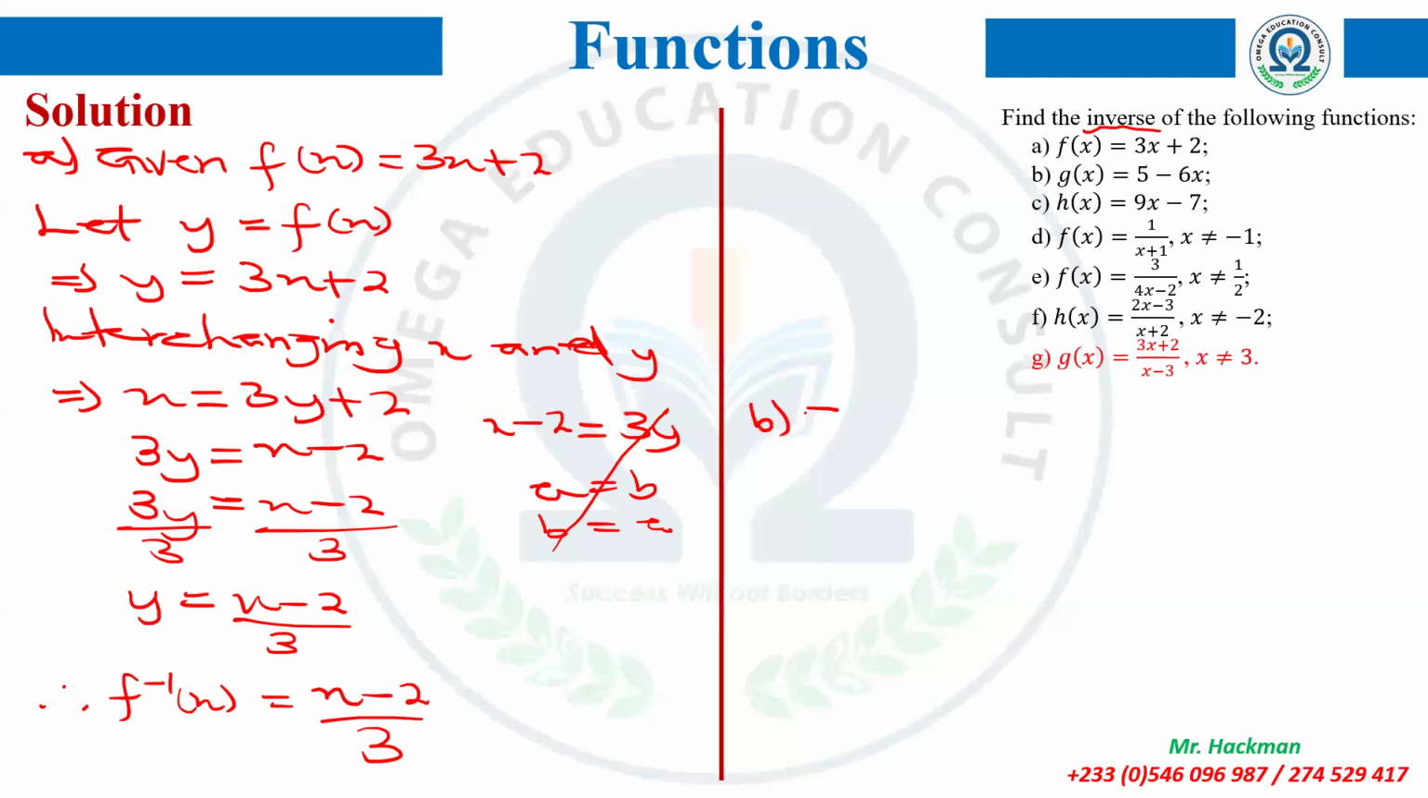So now what do we have? B, what are we given? g of x equal to 5 minus 6x. Is that clear? Yes. Now, what is the first step? What do you write? Let y be equal to what? y will be equal to g of x. Okay, good. Now the function is g of x, not f of x. Take note of that.